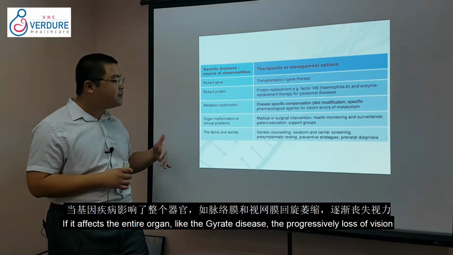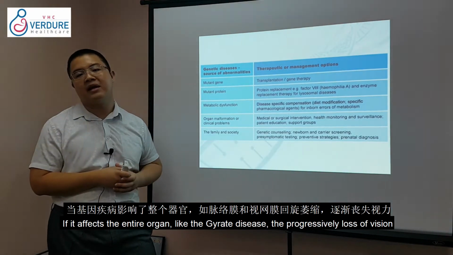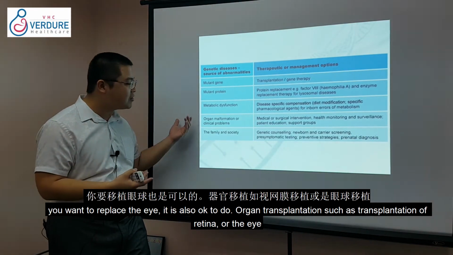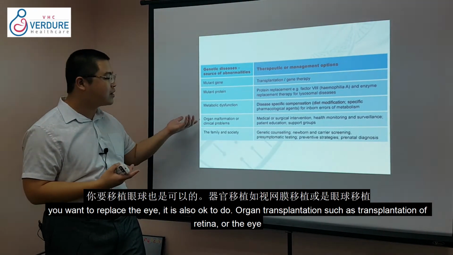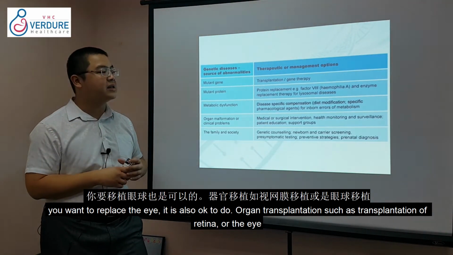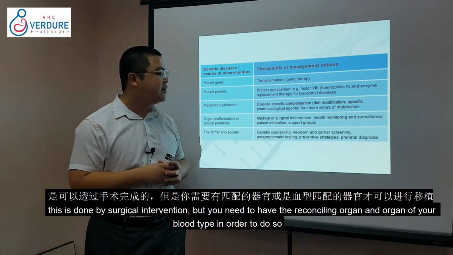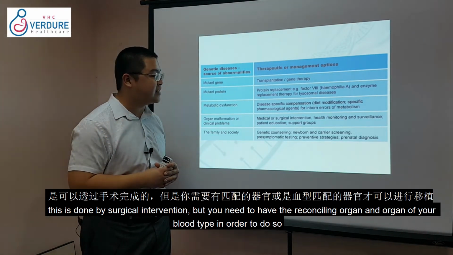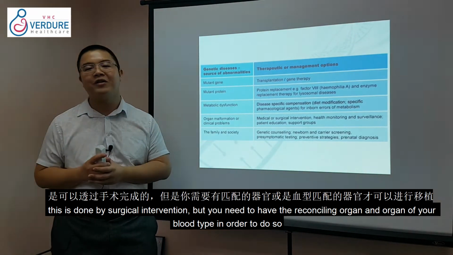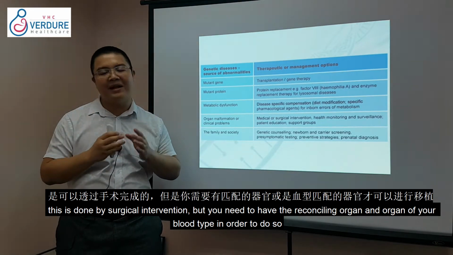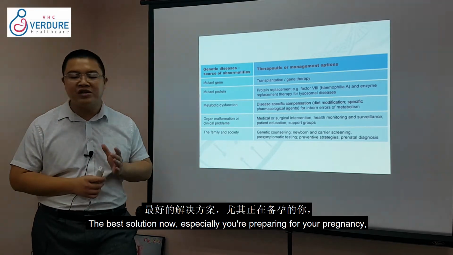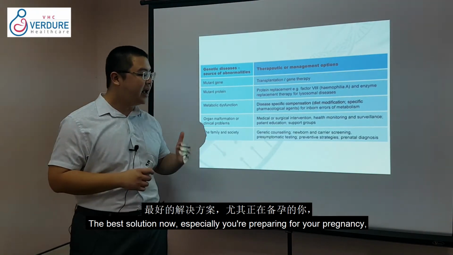Okay? Or if it affects the entire organ, like the gyrate disease, the progressive loss of vision, you want to replace the eye, it is also okay to do organ transplantations, such as the transplantation of the retina or even transplantation of the eye. So this is done by surgical interventions. But of course, you need to have the reconciling organ and also the organ of your blood type in order to do so.